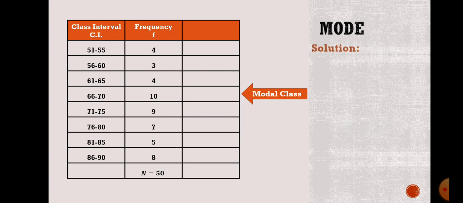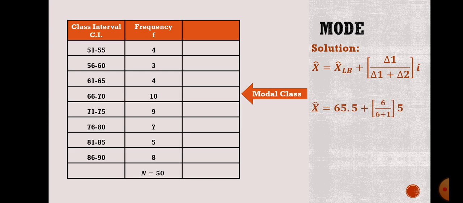And then after that, use the obtained values in the given formula for the mode. So we have 65.5 as the value of the lower boundary of the modal class. Earlier we obtained delta 1 as 6, plus delta 2 as 1, and the class size would still be 5.